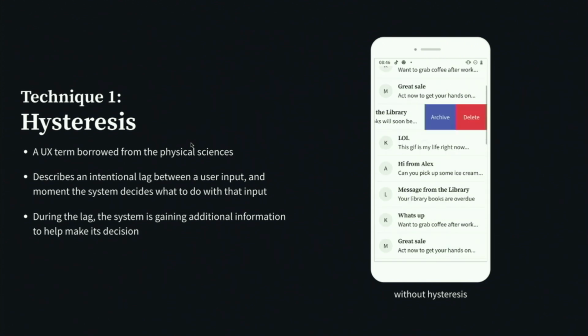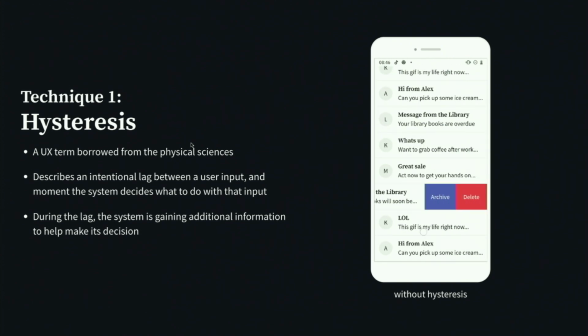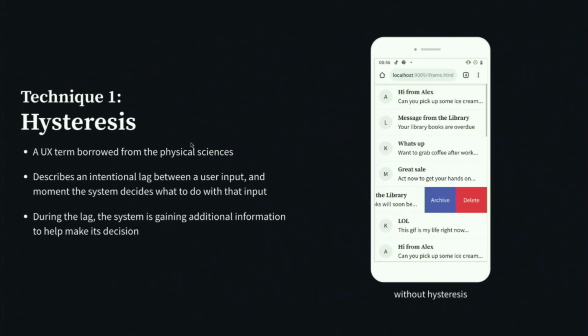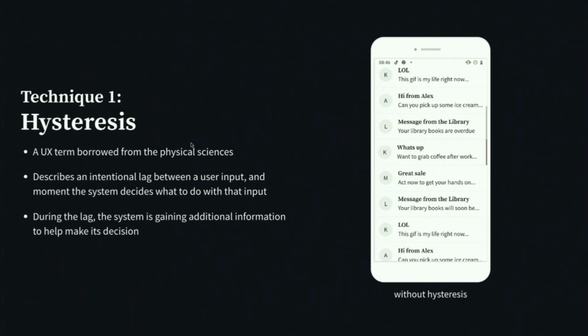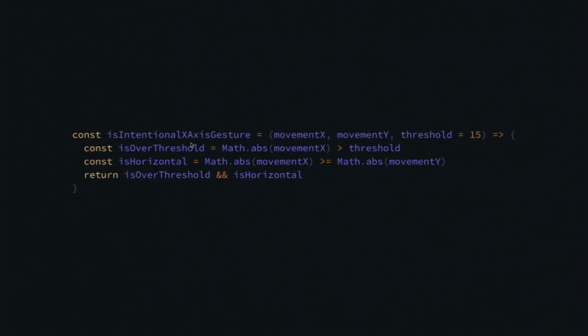So on the right, we have this email list component, and I'm scrolling it up and down in this video. It looks like I'm scrolling side to side, but I'm not. I'm just not able to scroll at perfect 90-degree angles, so I'm unintentionally triggering some animations. And we definitely don't want to do that. So we can add a bit of hysteresis.